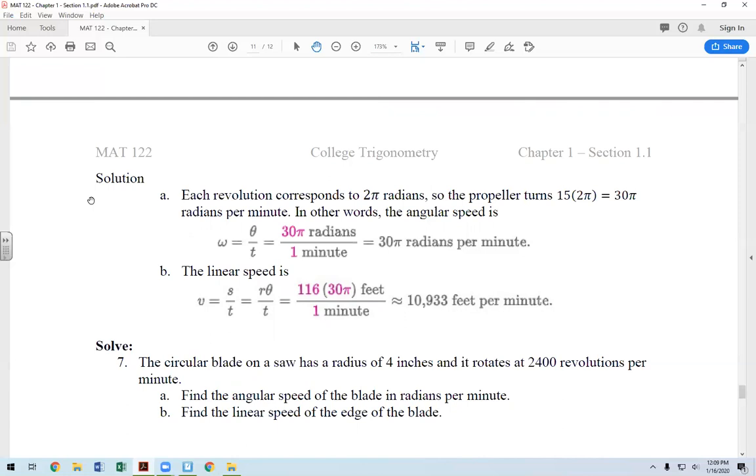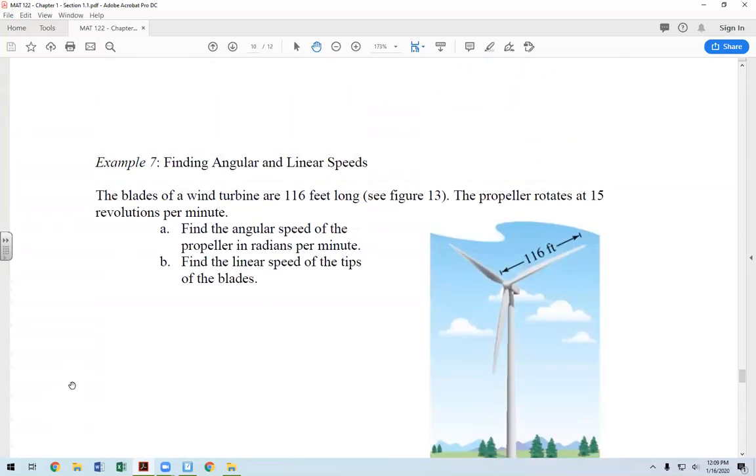Now this is where we're actually going to be using the idea of r times theta to calculate our linear speed. So we know theta is 30 pi because that's how many radians it's making. That's the calculation we did from here. Radius, they're telling us the length of the propeller blades, which was 116 feet. So that's going to be 116 multiplied by the 30 pi. Time is still 1 minute. You're actually looking at about 10,933 feet per minute based on that, given the length of the propeller and just the revolutions per minute.